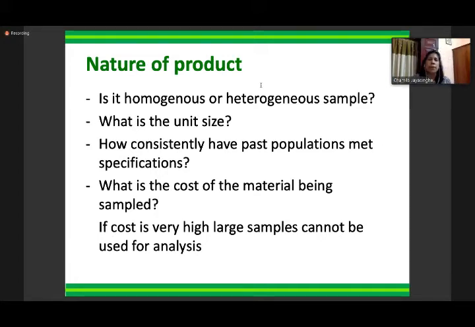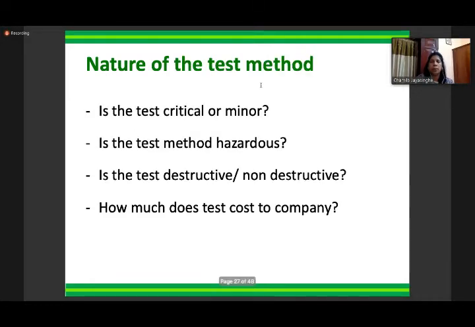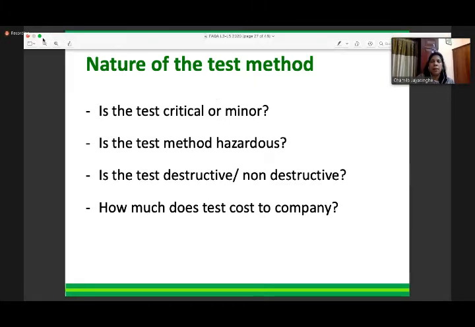So the unit size is really important in this case. Especially, as I mentioned, the canned fish containers or the dal containers, or the lots of products that come to the country. We import, right? And at that time, what is the unit size? Accordingly, we will decide how we collect the sample, right? Then the nature of the test method. Is the test critical or minor? So we analyze this.